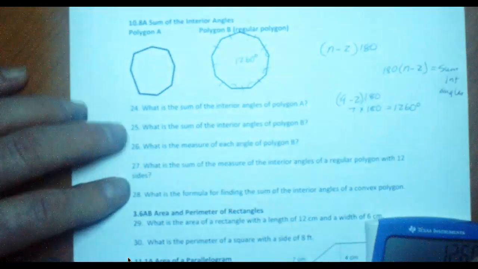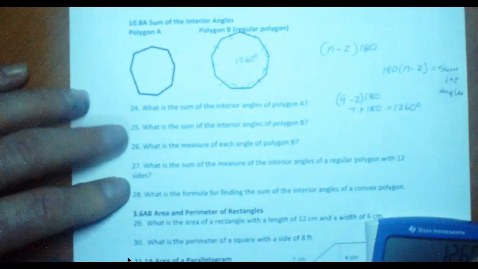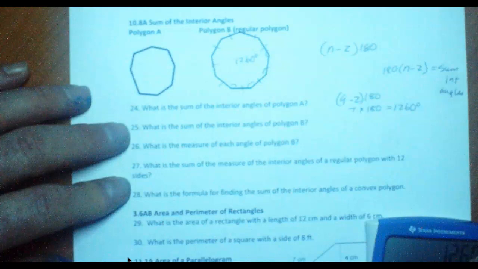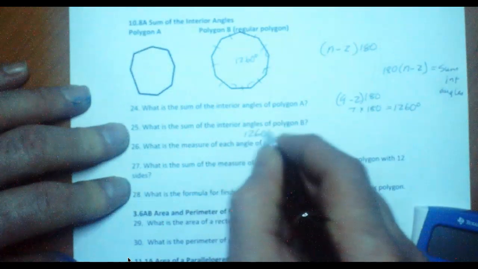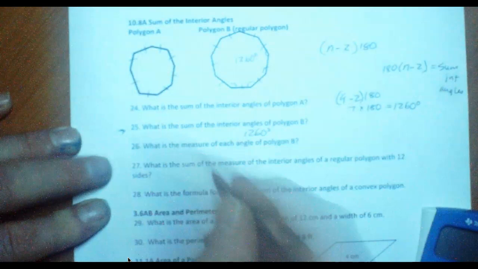What is the sum of the interior angles of polygon B? So we got that. 1260 degrees. Okay, what is the sum of the interior angles of polygon A? Well, this one's not a regular polygon. You can see that they're all different, but let's just do it. 1, 2, 3, 4, 5, 6, 7, 8. So this one, I'll just show my work. I'll do it up here.